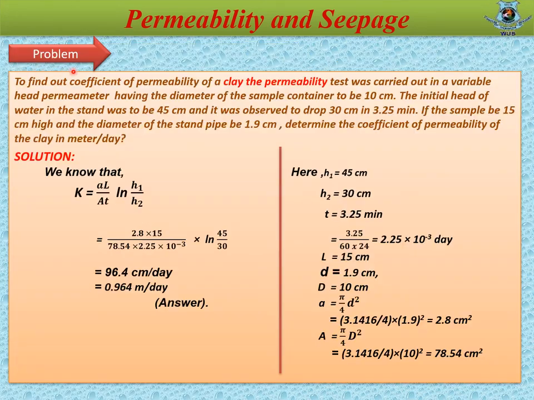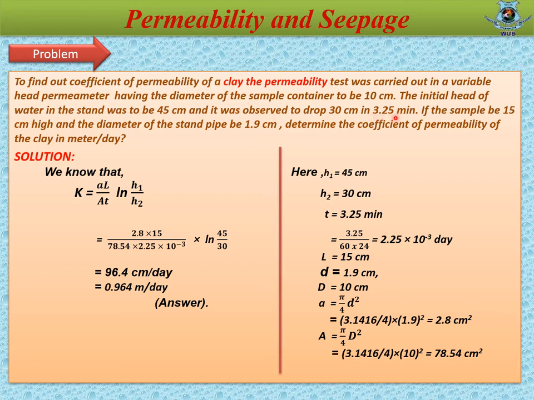Let's solve this problem. To find out the coefficient of permeability of a clay, the permeability test was carried out in a variable head permeameter having the diameter of the sample container to be 10 cm. That means capital D equal to 10 cm. The initial height of water in the tank was 45 cm and it was observed to drop 30 cm in 3.25 minutes. That means H1 equal to 45 cm and H2 equal to 30 cm and time t equal to 3.25 minutes.